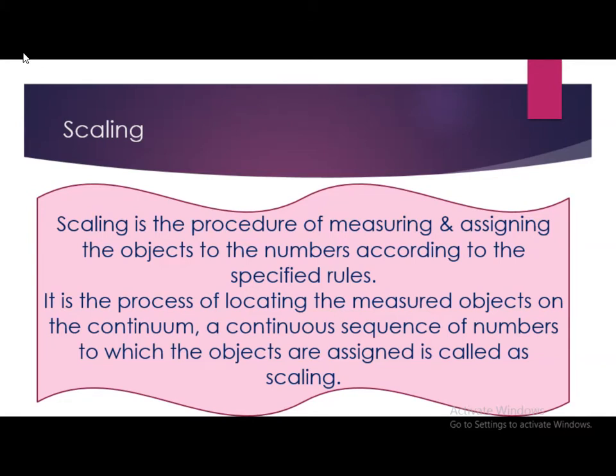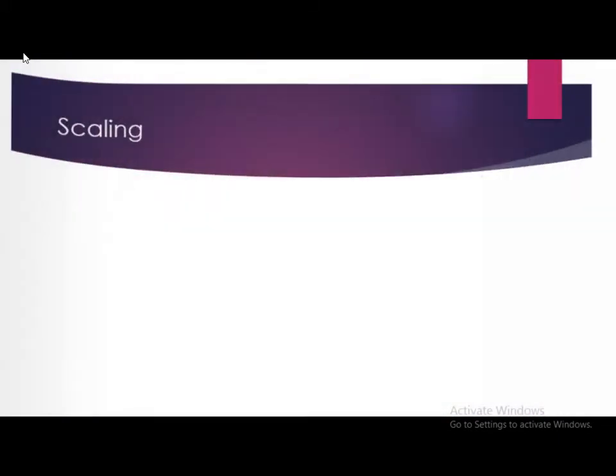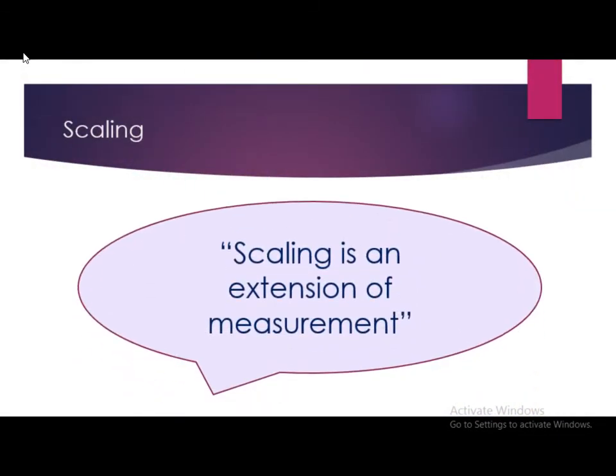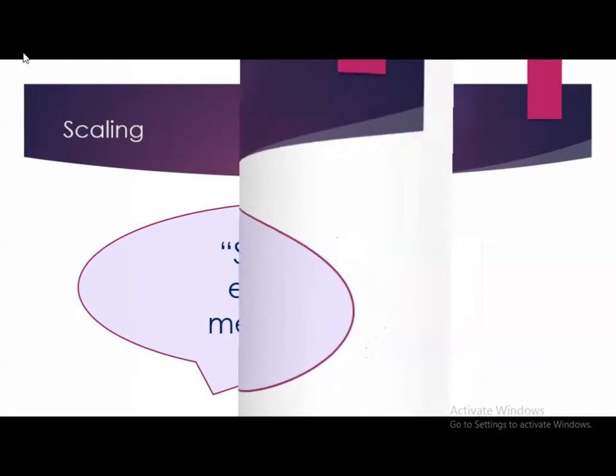Scaling is the procedure for measuring and assigning objects to numbers according to specified rules. Scaling is the process of locating the measured objects on a continuum, a continuous sequence of numbers to which the objects are assigned. We will see the definition of scaling. Scaling is an extension of measurement. In my previous video, we saw the concept of measurement in research. So scaling is an extension of measurement.